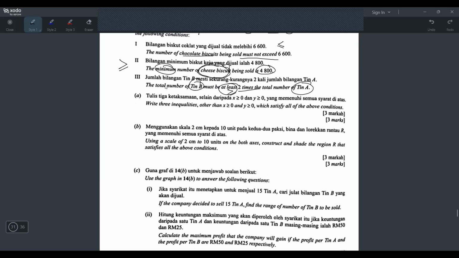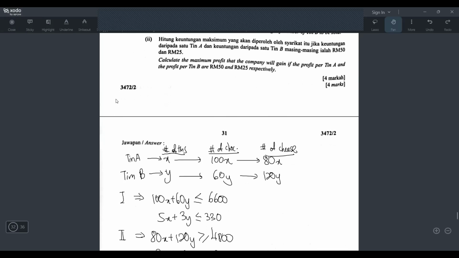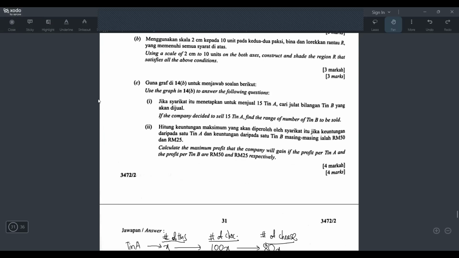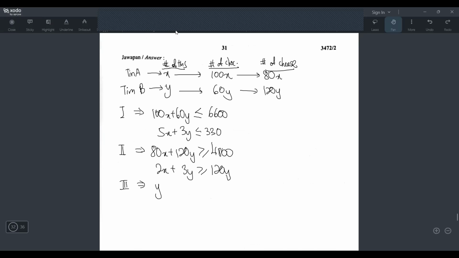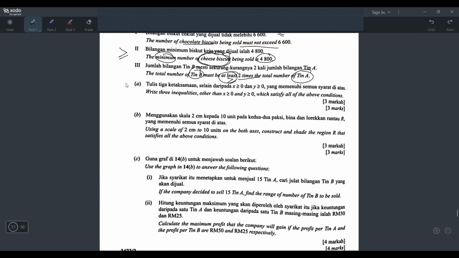Okay, but this one is not talking about number of biscuit. It's talking about number of tin, and they did mention number of tin B. So number of tin B is, what is it? Is y, right? So we have to look here, y, and then they say at least twice, right? It means bigger or equal to 2 times the total number of tin A, which is x. So this is your third inequality. All right, and there you have it. Yeah, that's your part A. Set already, 3 marks. So that's it, done.